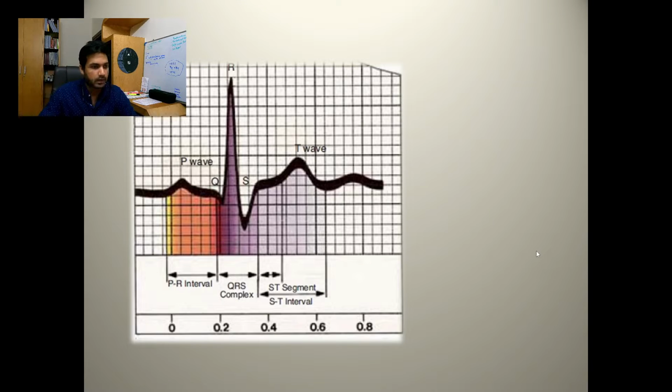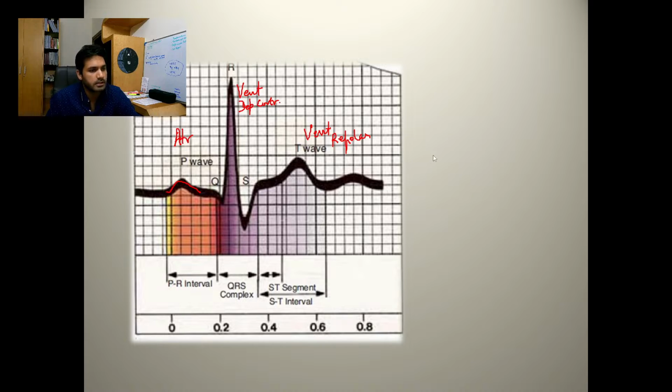All right, moving on. Now we talk about the specific waveforms of the ECG and the measurements. The first we have is the P wave. The P wave, as you all know, is atrial depolarization or atrial contraction. Then we have the QRS. QRS is the ventricular depolarization and ventricular contraction. And the T wave is the ventricular repolarization.